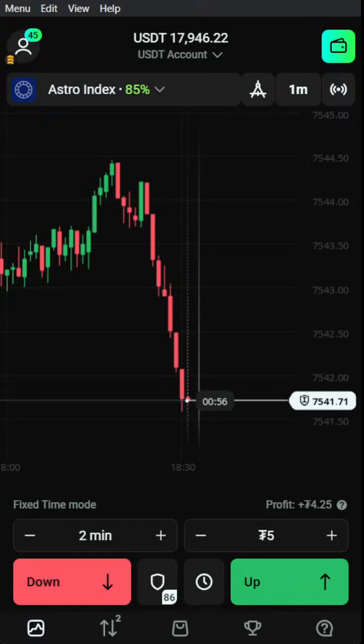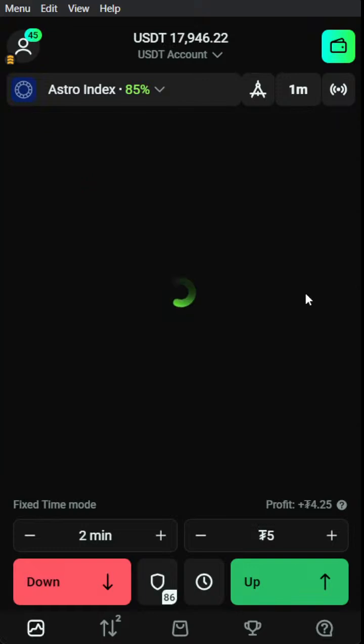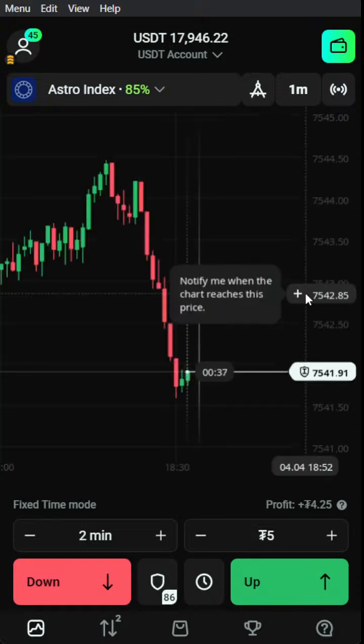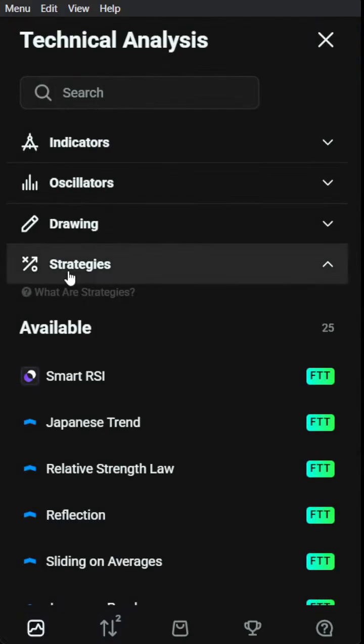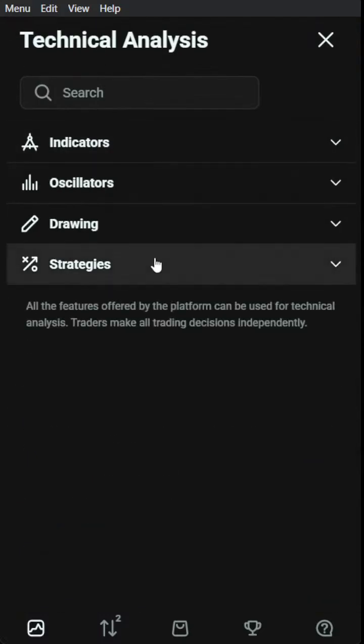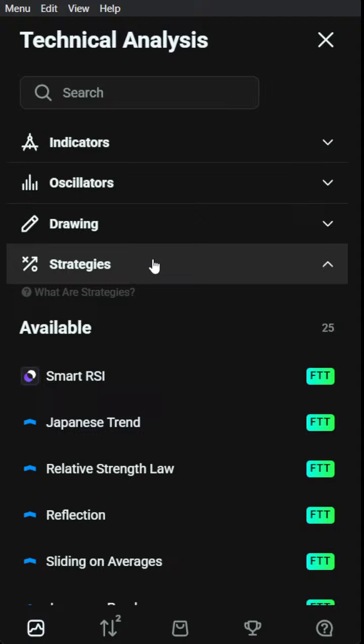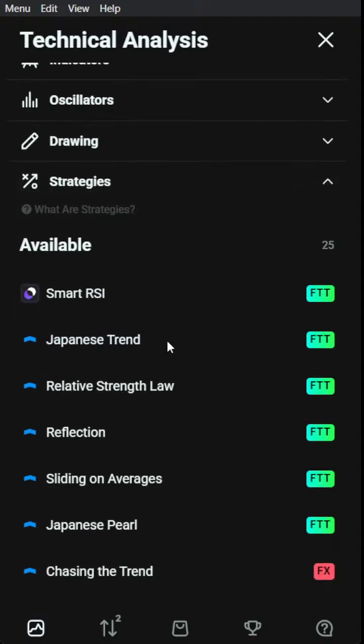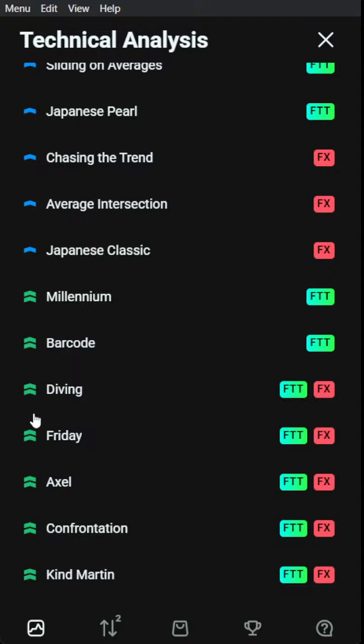We will be learning the diving strategy. What is diving? How does it work? We will learn about it. Right now, the screen that you see is the mobile version of Olymptrade. When you go to the technical analysis section, this kind of list pops up, and when you click on strategies, you see a list opening up. When we scroll a bit down, there is a strategy called diving, which is an advanced level strategy used in fixed time and forex as well.